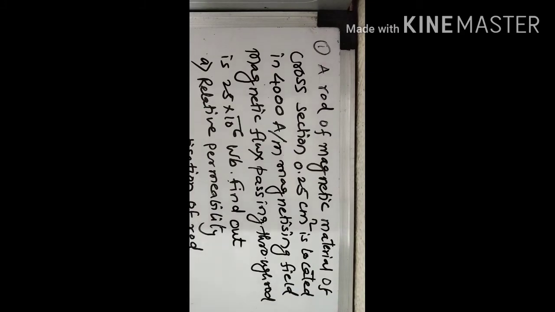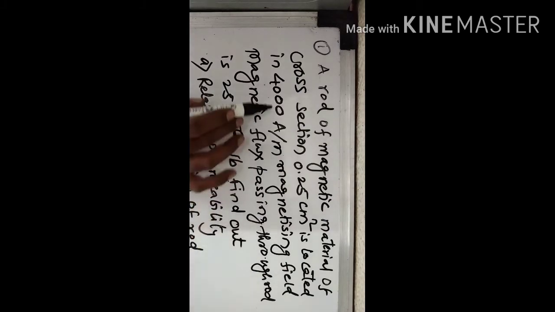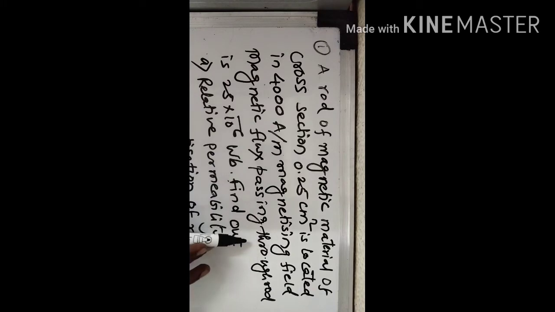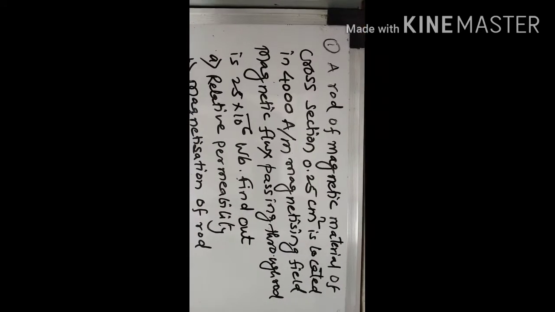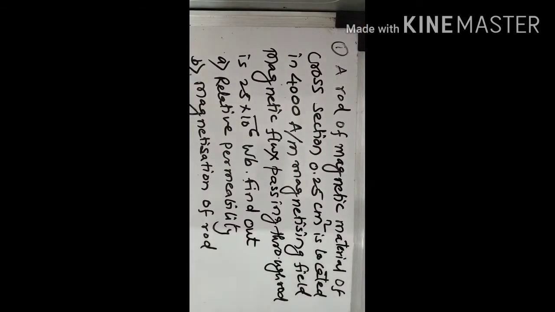Today's topic is a numerical problem. A rod of magnetic material of cross section 0.25 centimeter square is located in a 4000 ampere per meter magnetizing field. The magnetic flux passing through the rod is 25 into 10 to the power minus 6 Weber. Find out the relative permeability and magnetization of the rod.